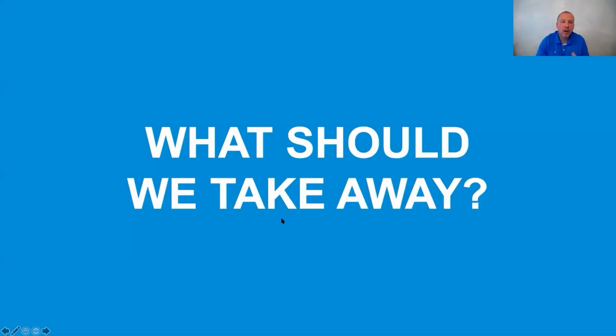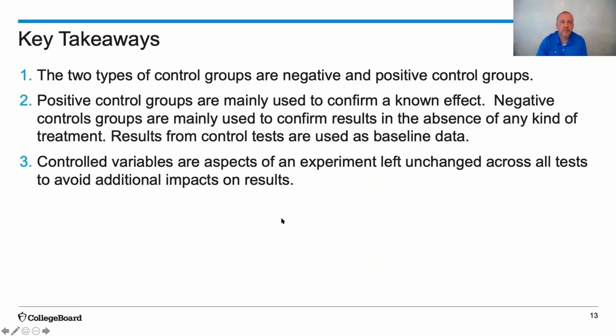So what should you take away from this lesson? First, the two types of control groups are negative and positive control groups. Positive control groups are mainly used to confirm a known effect. Negative control groups are mainly used to confirm results in the absence of any kind of treatment. Results from control tests are used as baseline data. And finally, control variables are aspects of an experiment left unchanged across all tests to avoid additional impacts on results.